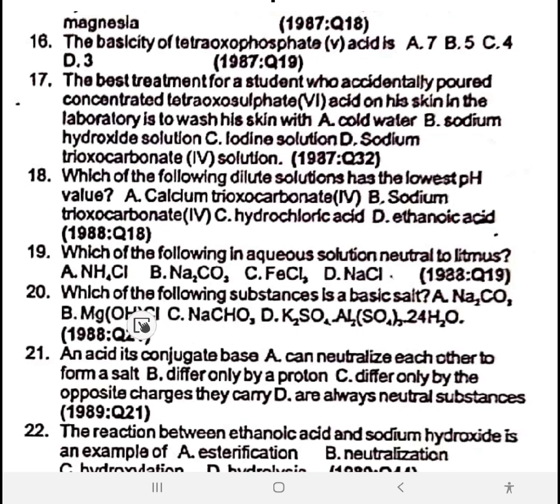20. Which of the following substances is a basic salt? Notice the one that will get OH. See option B, this one gets OH. This one they call basic salt. This one is a normal salt. Which other one again?